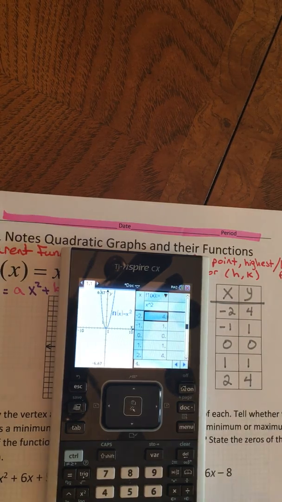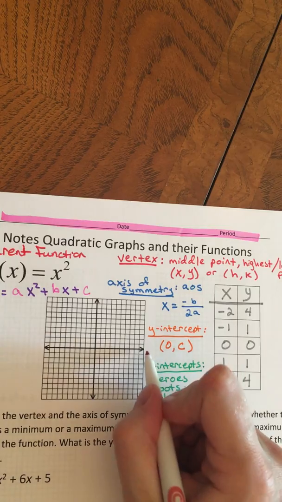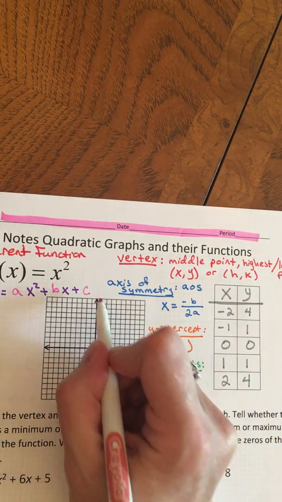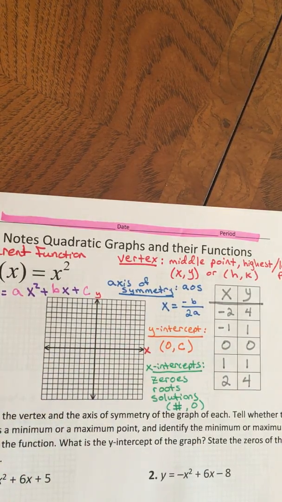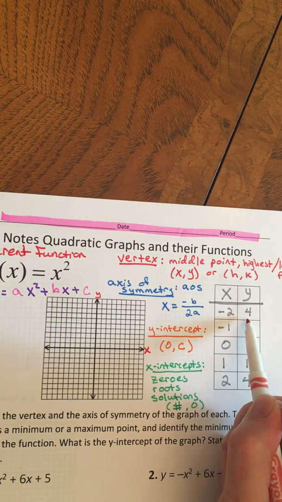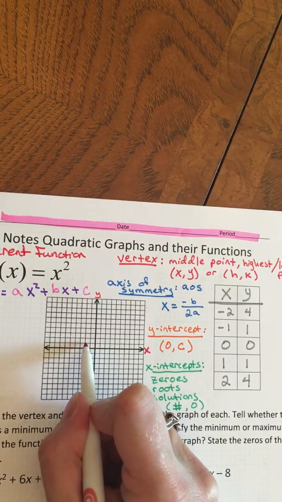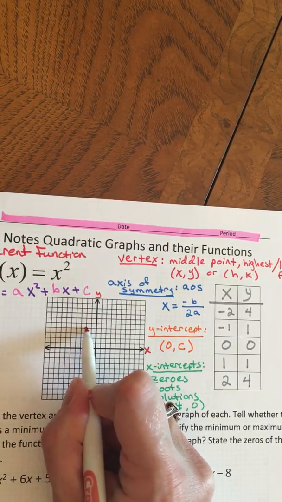Okay, let's go plot these. X-axis, Y-axis. So let's go left 2 and up 4 from our center origin. Left 2, up 1, 2, 3, 4. Point.